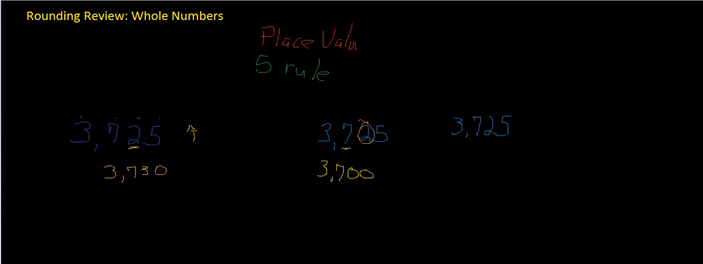And if we look at this number again, 3,725, and we round it to the nearest 1,000, we look next door and we see there's a 7. 7 is more than 5, so we round up, and we get 4,000. Okay, so remember place value and the 5 rule, and you should remember how to round numbers.